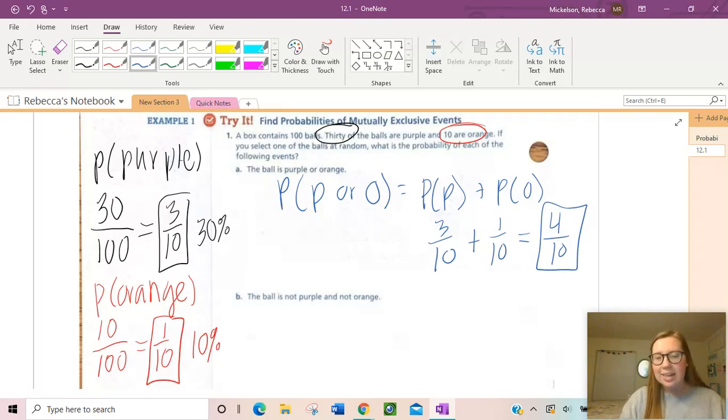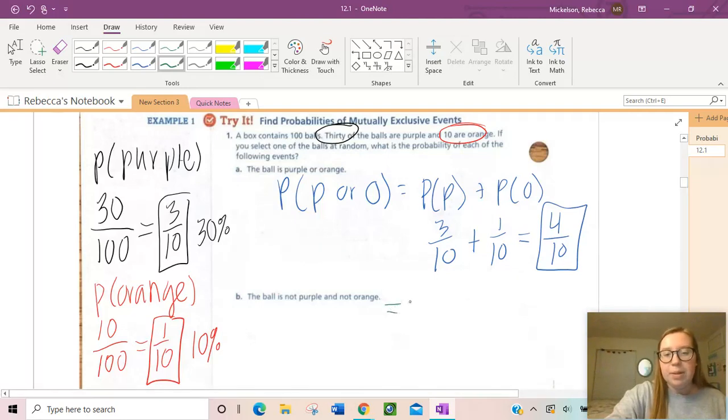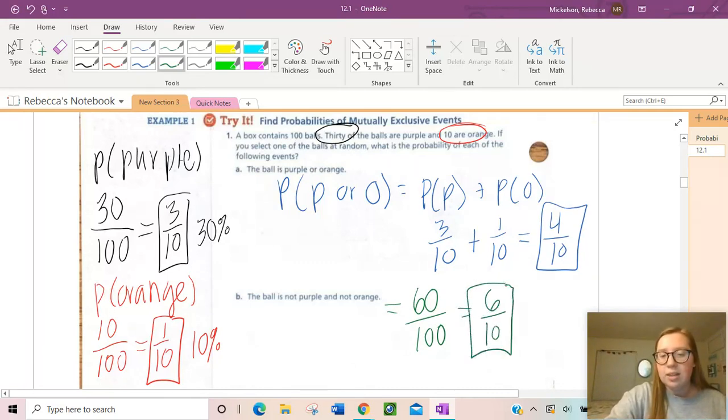And then lastly, to spice it up one more time, part B is asking the probability that the ball is not purple or orange. What do we know about the box? We know that there are 100 balls, 30 are purple, 10 are orange, which means that there are 60 some other color in there. So this probability is going to equal 60 over 100 because there's 100 total, which is 6 over 10. And I put a box around my answer. That's going to be it.